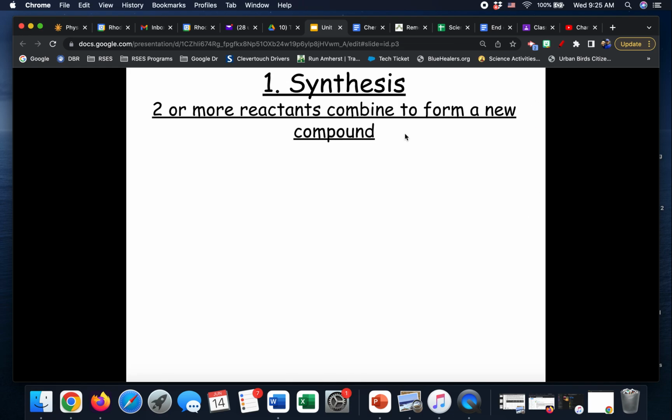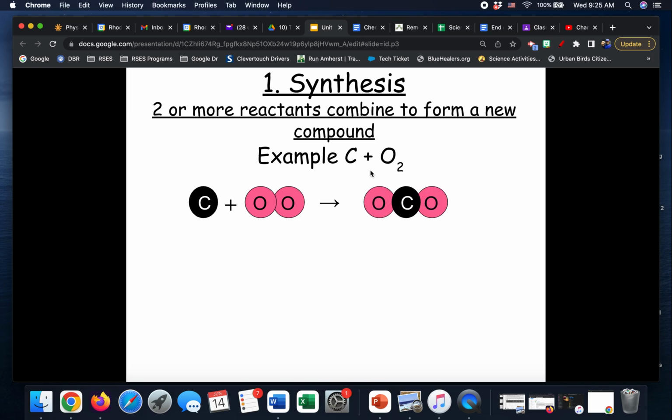All right, so the first type of reaction is called a synthesis. Hopefully you know in English the definition for synthesis or synthesize means to make something. And in a synthesis reaction, 2 or more reactants combine to form a new compound. So an example would be carbon plus oxygen. 2 reactants make carbon dioxide, 1 product.